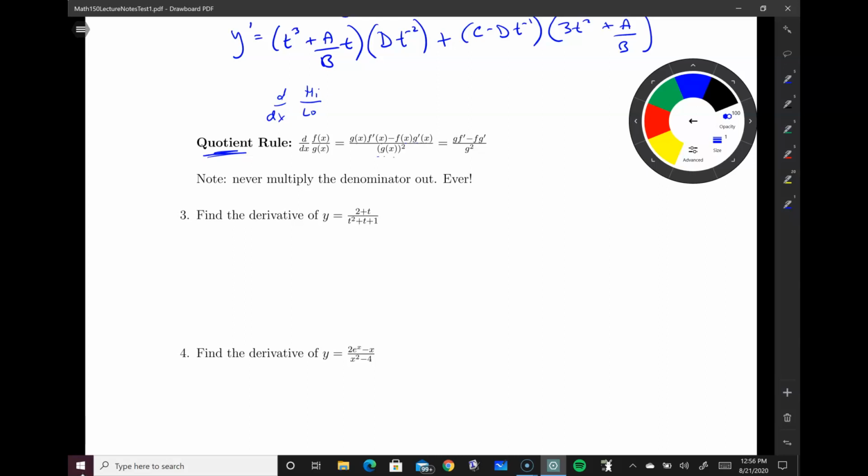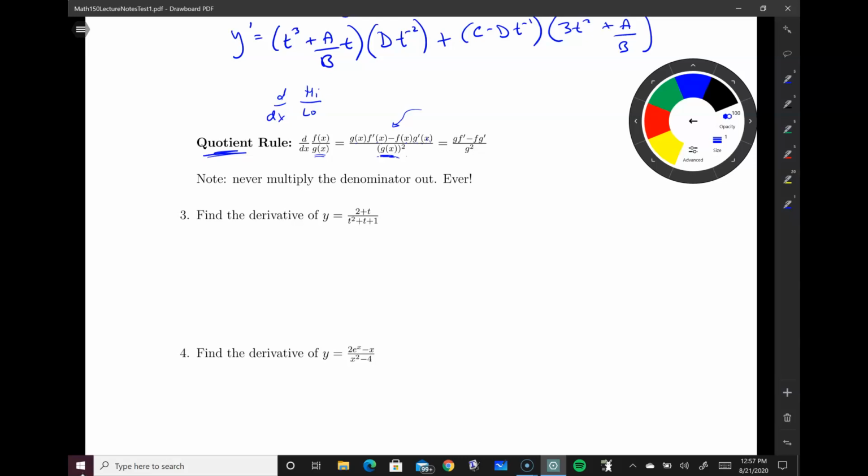It rhymes, yes? Okay, so you always start at the bottom of the ladder. Low d high minus high d low, square the bottom, and off you go. And quotient rule has subtraction where product rule had the plus. Okay, so I'm going to encourage you never to multiply the denominator out because it's never going to be useful.